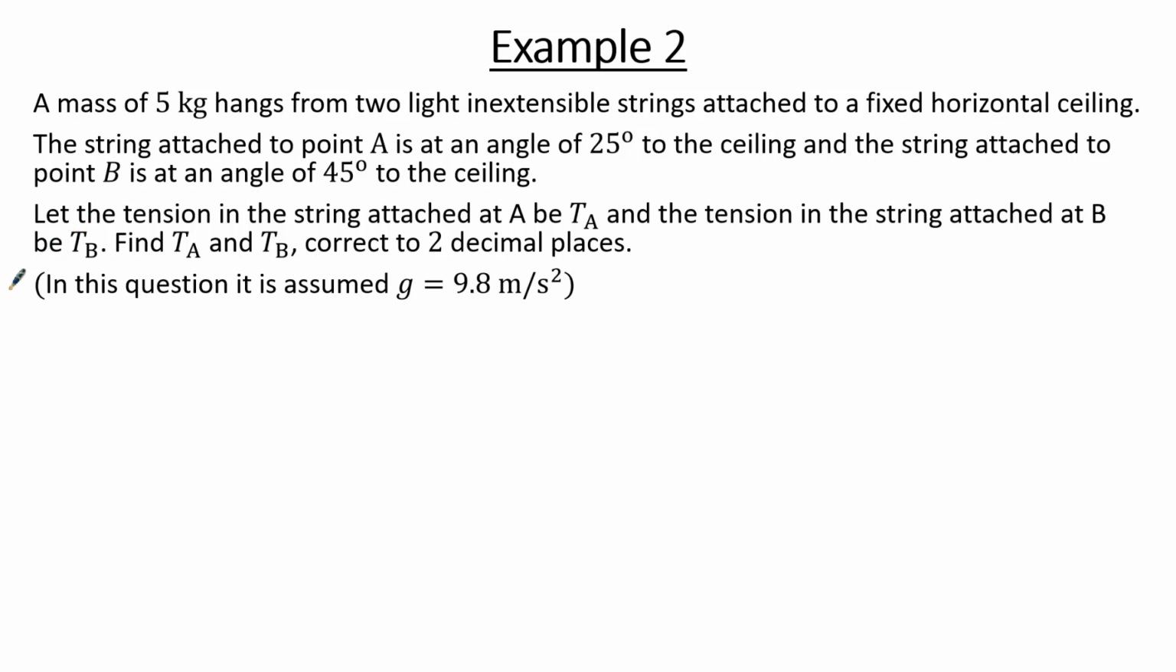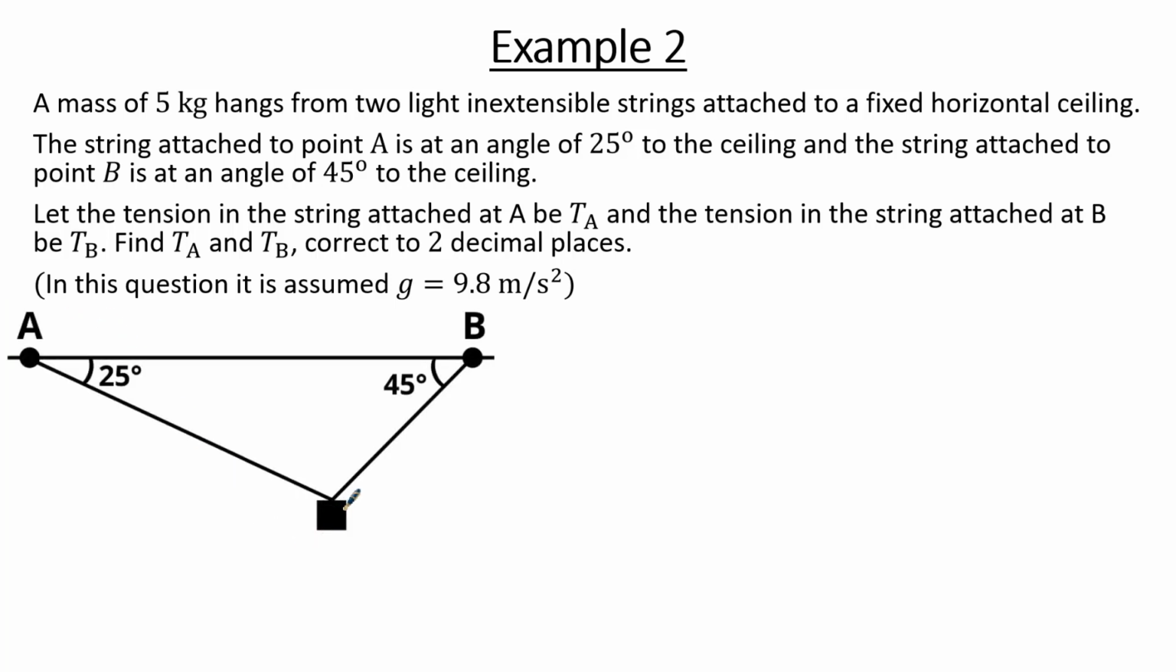And in this question it is assumed g equals 9.8 meters per second squared, where g is the acceleration due to gravity. The first thing we need to do is draw a diagram for this question. Here's a diagram. This is the mass of 5 kilograms, and we can see the string is attached to point A on the ceiling at 25 degrees to the ceiling, and this string is also attached to point B on the ceiling at 45 degrees to the ceiling.